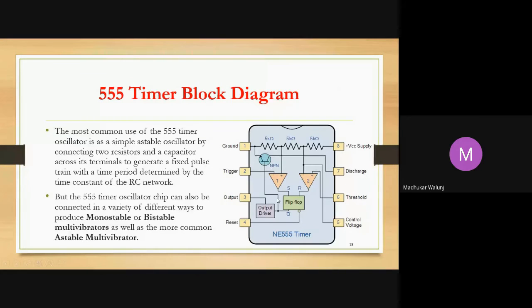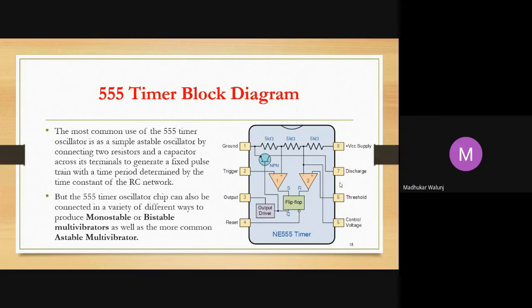So the most common use of the IC 555 timer oscillator is a simple astable oscillator. Astable oscillator means what? It is going to give us a square waveform continuously, forever. So how are we going to get it? We need two resistors and a capacitor connected externally to this particular IC 555.